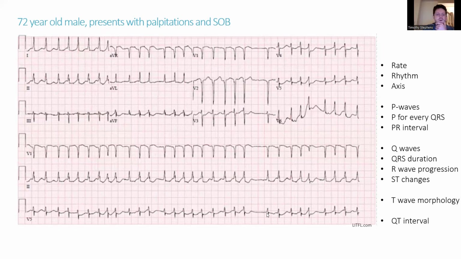And we're going to assume that everybody is all at home going, no, I can't see P waves. So that's already making people think what this could possibly be. Is there a P for QRS? Well, you can't work that one out. Is there a PR interval? Well, you can't really work that one out either.